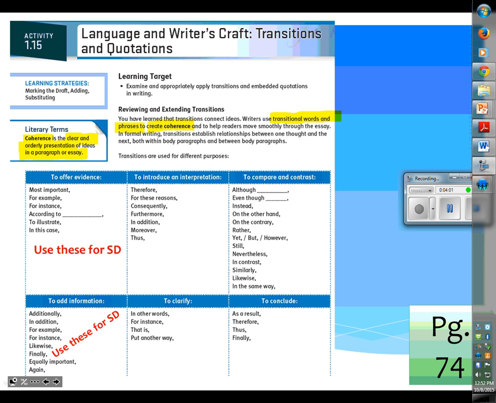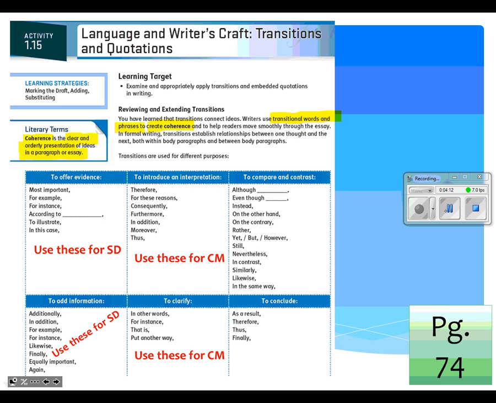The middle column, that's strictly for commentary. So the top and bottom box for commentary, those are going to be solely for the CM. And the column all the way to the right, comparing and contrasting, that one doesn't really have a set framework, meaning it's not only for supporting detail or only for commentary. That one's just kind of as you need it. But the bottom right box, those are transitions to use to make sure that you are including a concluding sentence.